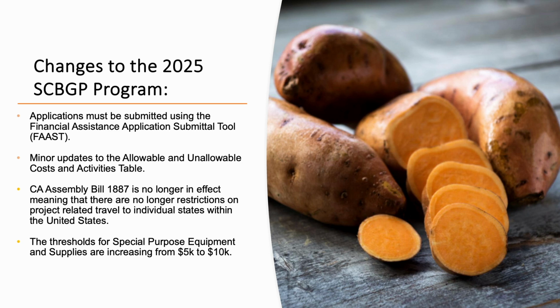California Assembly Bill 1887 is no longer in effect, meaning that there are no longer restrictions on project-related travel to individual states within the United States. The threshold for special purpose equipment and supplies are increasing from $5,000 to $10,000.